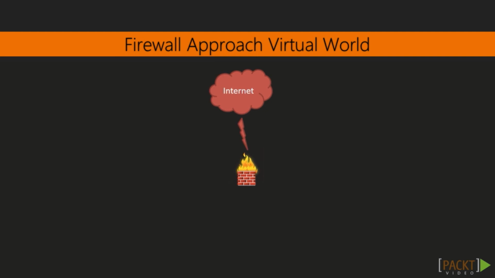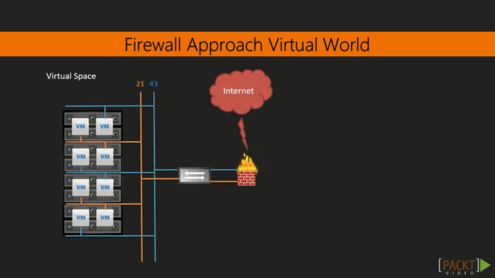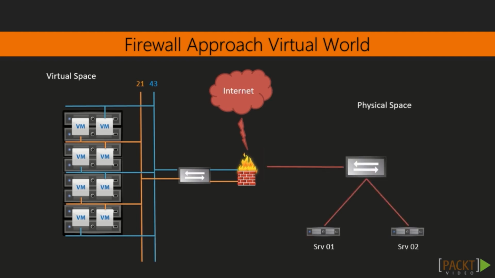The firewall approach in the virtual world. Again, we have our internet connection and a physical firewall box. On the left-hand side, we create the virtual space. We have a couple of ESXis and some virtual machines, and we just created 2 VLANs. In the physical space, we have another switch and 2 physical servers.